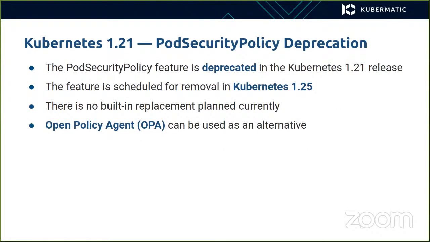And something that has been announced just recently is that it is planned that starting with Kubernetes 1.21, the pod security policy, PSP, is going to be deprecated. So far, it is mentioned that removal will be planned for Kubernetes 1.25, and at this stage, with no built-in replacement, but projects such as Open Policy Agent, OPA, can be used as an alternative. We are going to see a little bit later today one session that is going to present OPA and how it works and how it can be used.